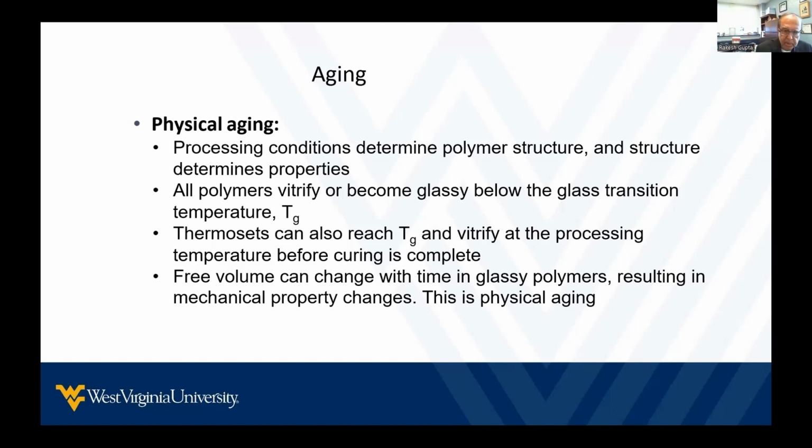The polymers we use as matrices for composites are thermosets, and depending on the temperature and time of processing, the material may not be fully cured. So with time, there can be chemical reactions and there can be physical changes. These become very evident if the temperature is raised and the material is annealed. In particular, there can be free volume changes with time in glassy polymers, and this results in mechanical property changes.